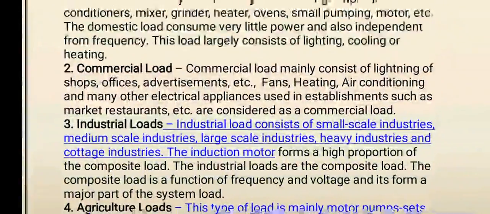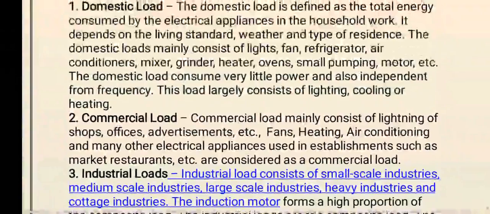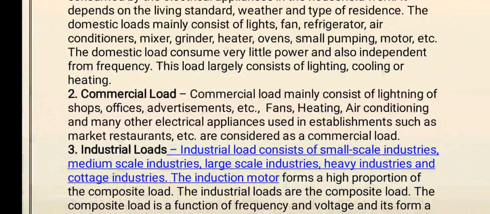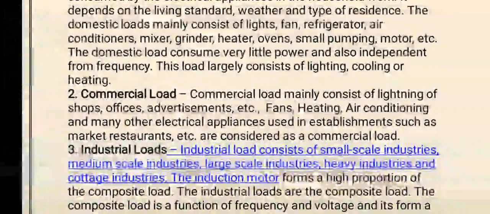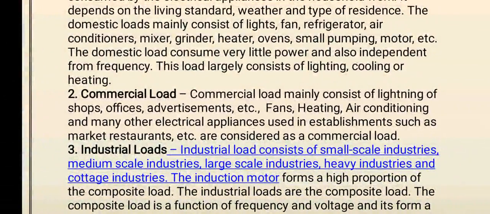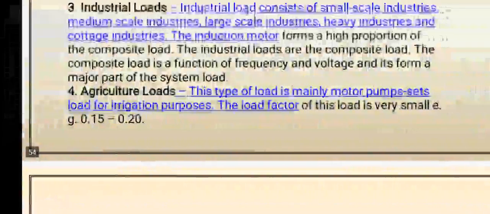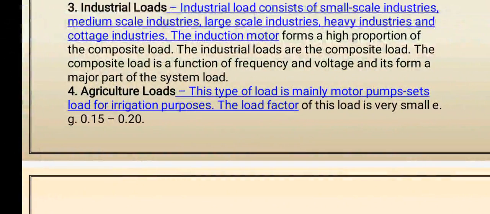For domestic load and commercial load, the frequency does not matter. But for an industrial load, the frequency matters, because high power rating machines are used, so it depends upon the frequency. Then for agricultural load, this type of load is mainly motor pump sets for irrigation purposes. The load factor of this load is very small, varying from 0.015 to 0.20. So this is about three-phase electric loads and three-phase circuits.